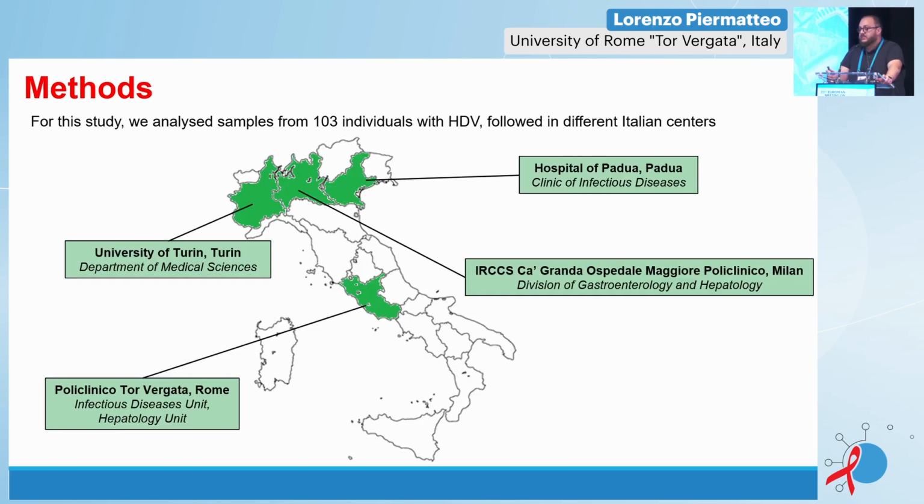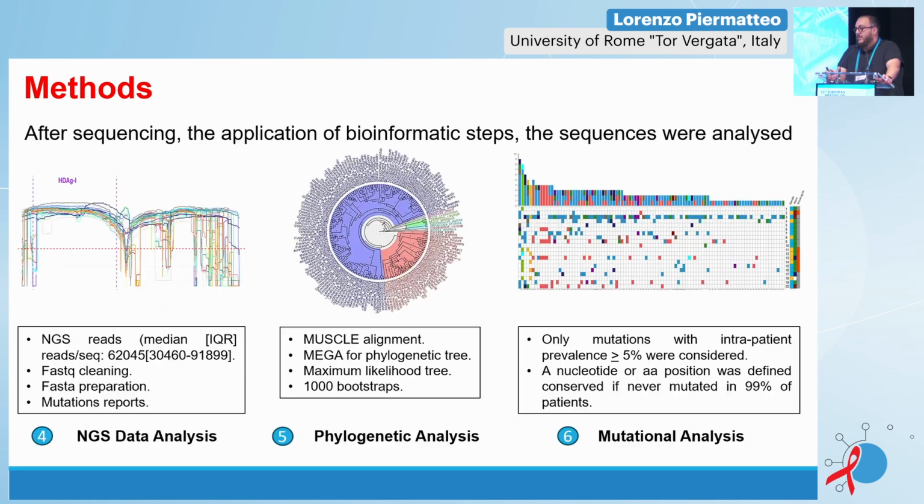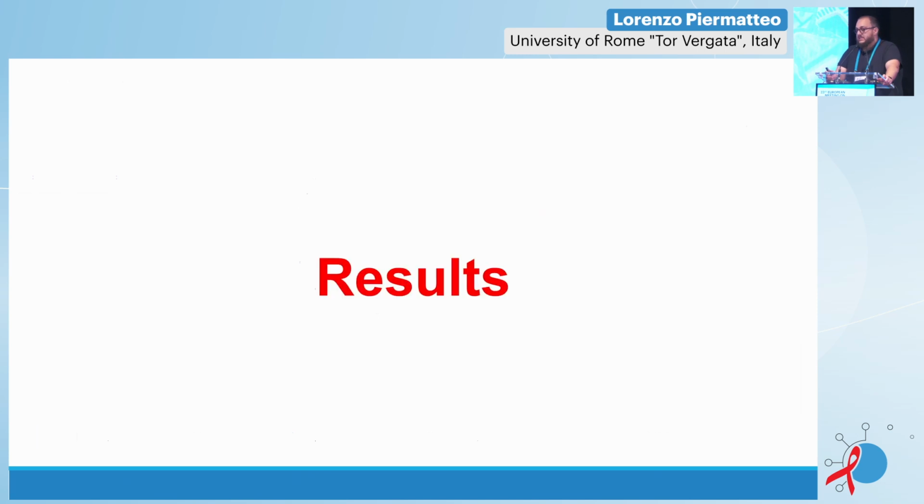To achieve these aims, we involved 103 individuals followed in different Italian centers. For each of them, we obtained a whole genome sequence by Illumina platform. After the application of bioinformatic pipelines, we performed the phylogenetic and the mutational analysis. We considered only mutations with an intrapatient prevalence higher than 5%, and we defined a nucleotide or amino acid position as conserved if we did not observe any mutation in 99% of sequences.